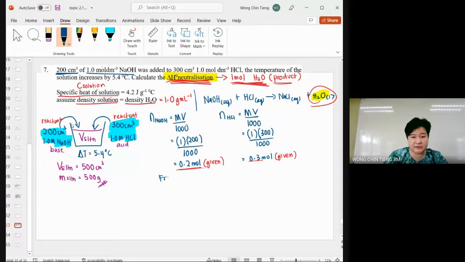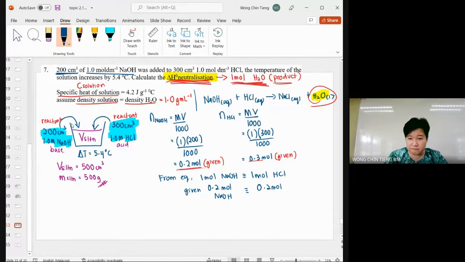So from equation, okay, 1 mole of NaOH will then react with 1 mole of my HCl. Saya ambil given 0.2 mole of NaOH. So it's a 1-to-1 ratio. Therefore, 0.2 mole of HCl is needed. Okay, are we still on the same page? Okay, yes, ngangguk Hani, all right.